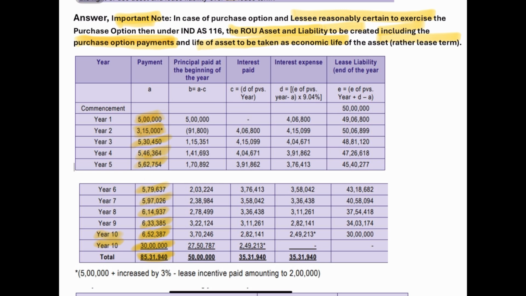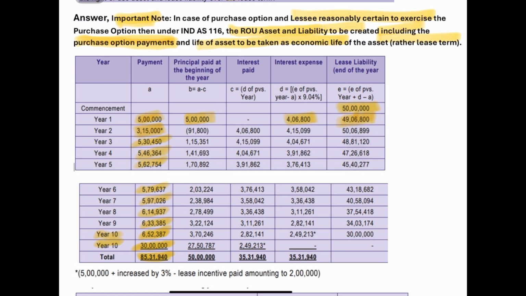Okay, so now this can be allocated between principal and interest. So first we will calculate the interest. The initial lease liability is 50 lakh rupees. On 50 lakh, if you calculate interest at 9.04%, you will get 4,06,800, and the principal payment for the first year is 5 lakh rupees. So your closing lease liability will be 50 lakh plus 4,06,800 minus 5 lakh, you will get 49,06,800.